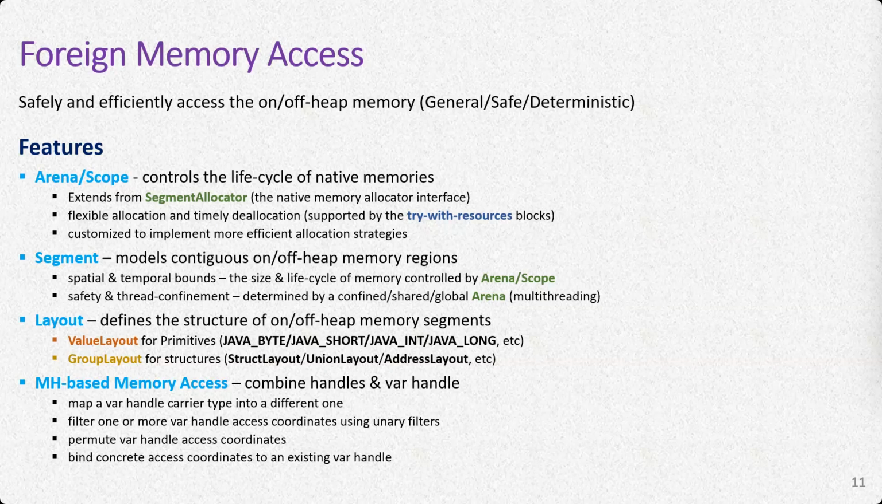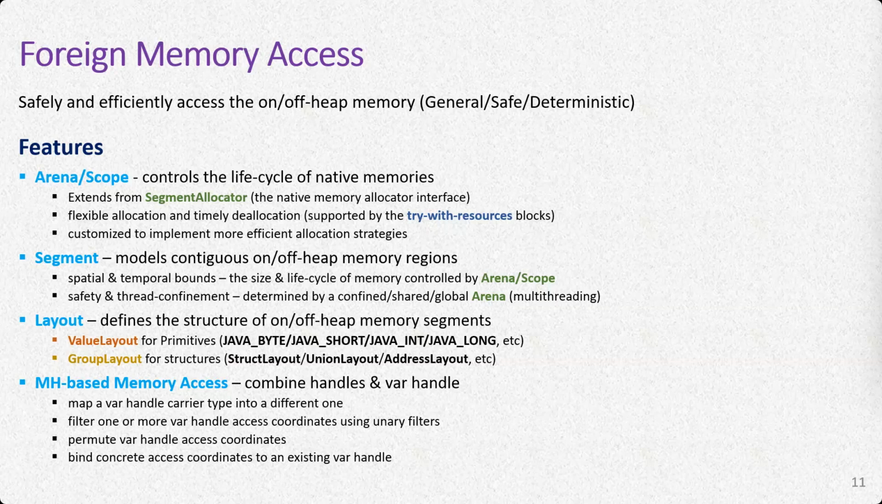One of the most important features is Arena, which is responsible for native memory allocation. It has a scope that controls the lifetime of native memory. So the arena provides a flexible way to manage native memory, which is supported by the try-with-resources block. If you would like to allocate memory based on your own policies, the APIs offer a way to customize the memory allocator from the arena for your special requirements.